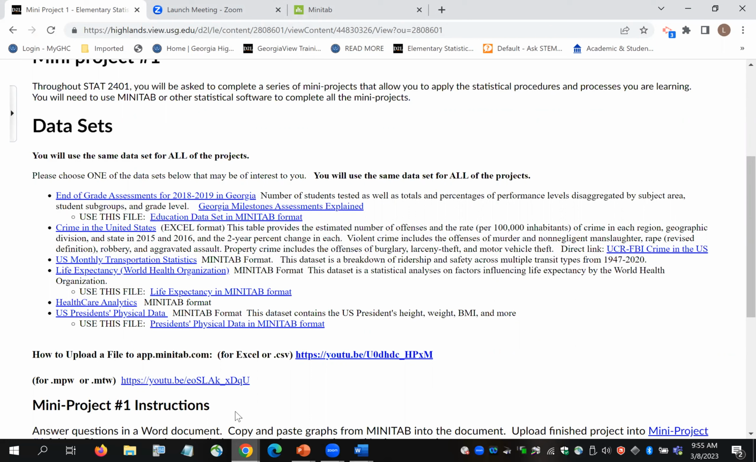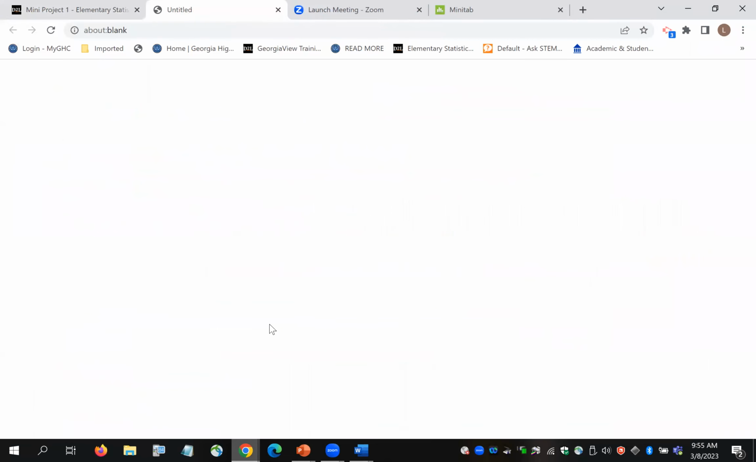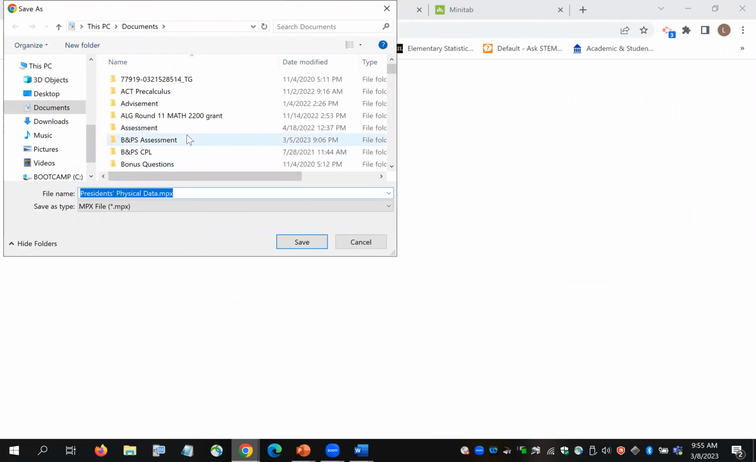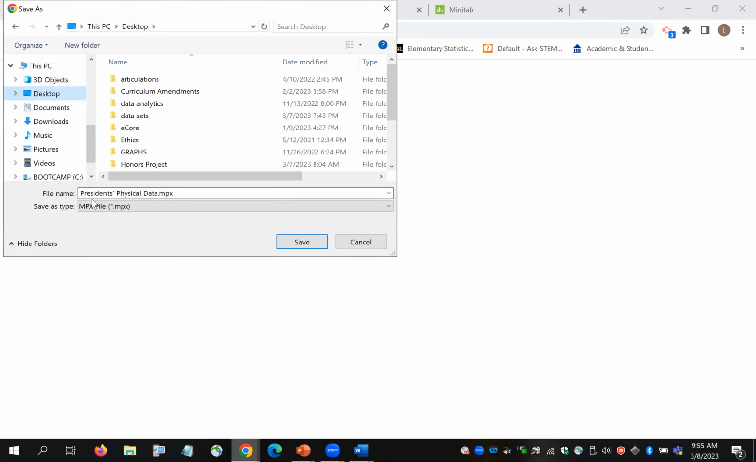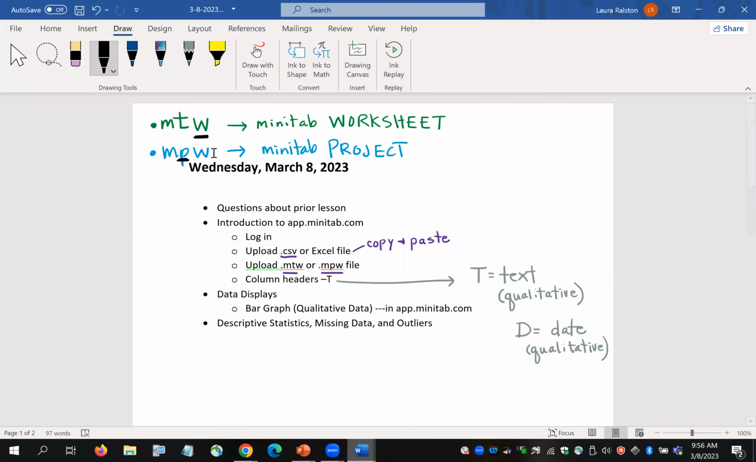Please listen carefully, because this is usually one of the biggest questions I get. Students will panic and they'll email me. Okay, when I click on this file that says use this file and it's in Minitab format, I'm going to click on it and it's going to download it, but I want to put it somewhere where I know where it is. And notice this one is Presidential's Physical Data.mpx. And I'm sorry, I got the wrong letter at the end of this one. I'm sorry, that's my fault. Let me see if I can fix that for you.